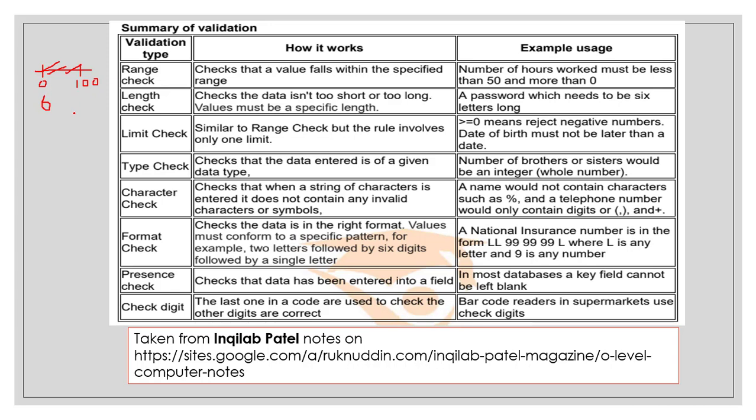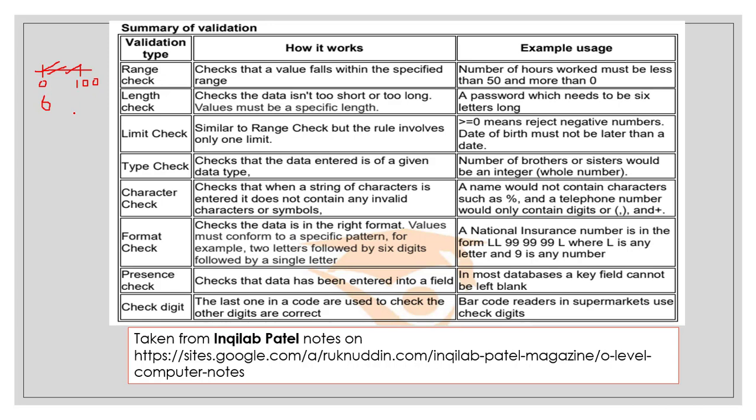Check that the data entered is of a given data type. For example, here an example has been provided. Number of brothers or sisters would be an integer, a whole number, so we can't accept decimal numbers. For example, an age cannot be a decimal. So we can do the type check. You're going to learn about data types later on related to variables, which can be integer, real, string, and so on. Next is character check.